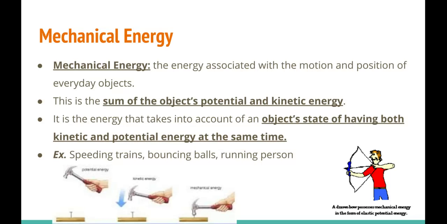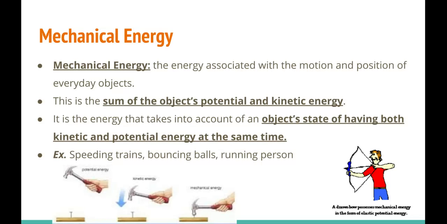So you have the hammer here. So it's potential when you raise it up. It's kinetic when you allow it to fall. It's mechanical when it hits the nail, because that energy is transferring from the hammer to the nail in order to drive the nail into the wood. It'd be the same thing for a bow and arrow.